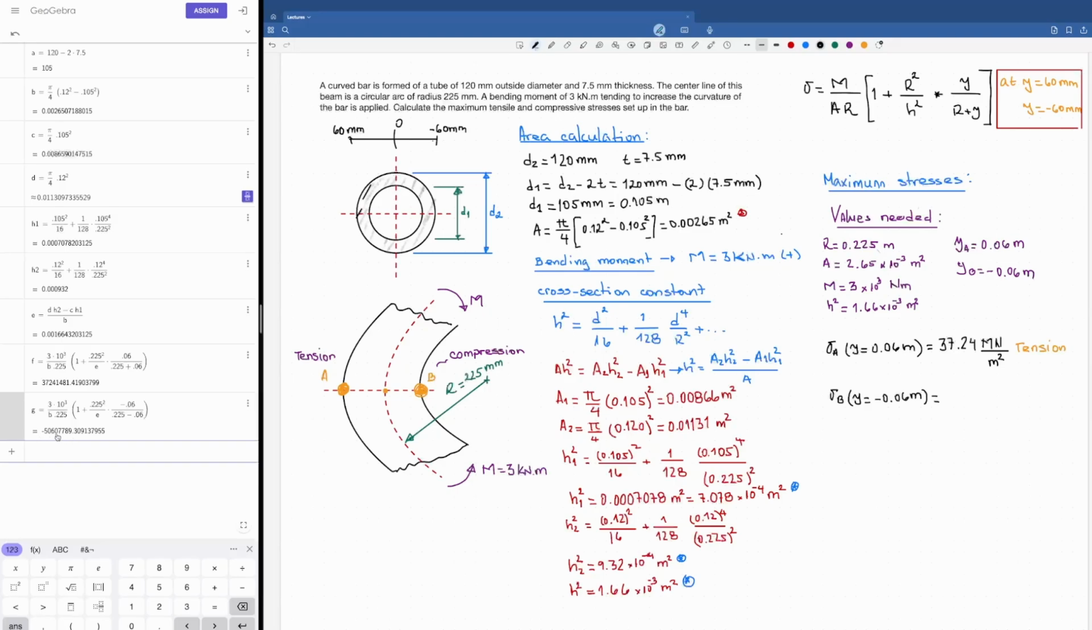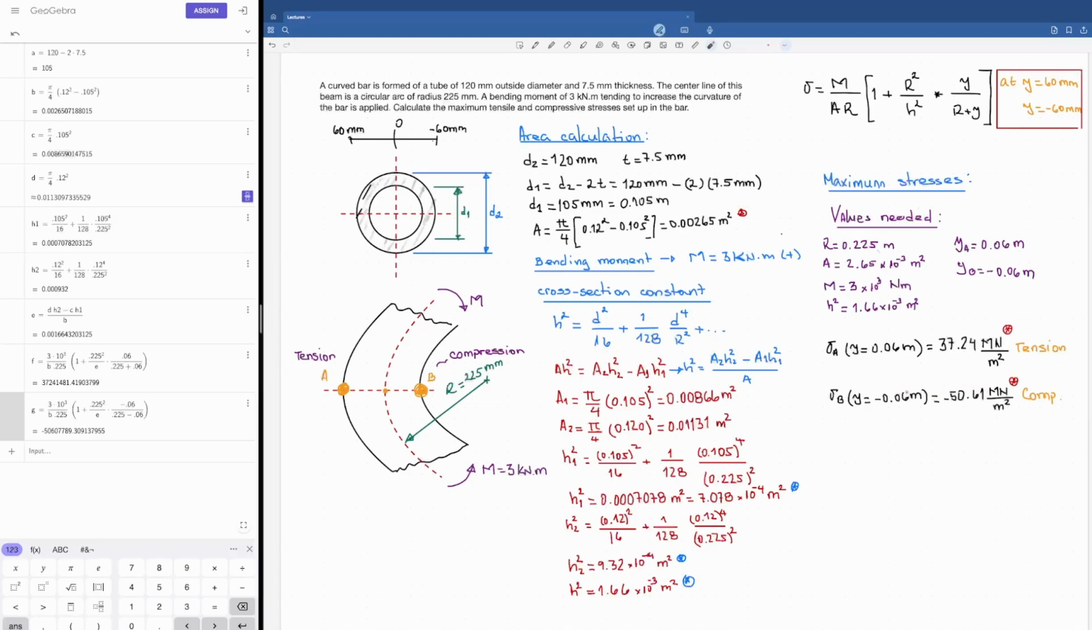And look at this, giving me a negative number also in the order of meganewtons per square meter. So this is giving me minus 50.61 meganewtons per square meter. And this is in compression. And here we have the answer that they were asking in the description of the problem. So we have tension and compression. And now we know for this case that stresses at B are going to be higher. They're going to be in compression, but they're going to be higher than the one at A that are going to be in tension. Look at the difference: 37 meganewtons in tension, 50 meganewtons in compression.